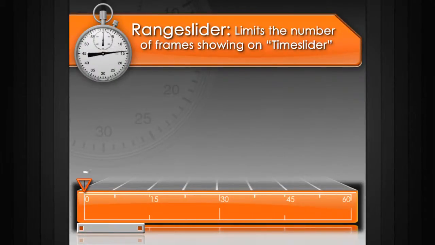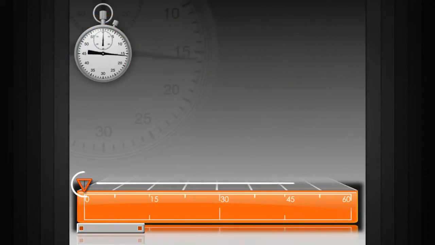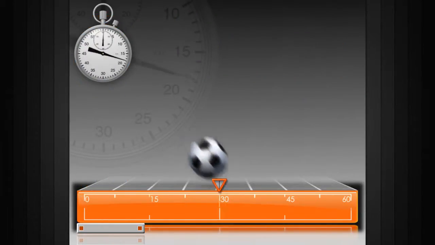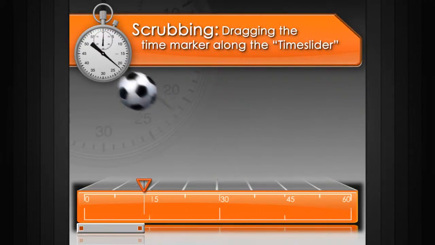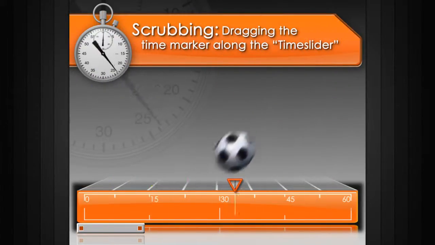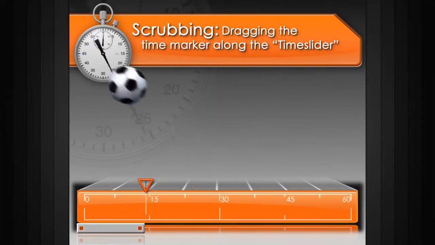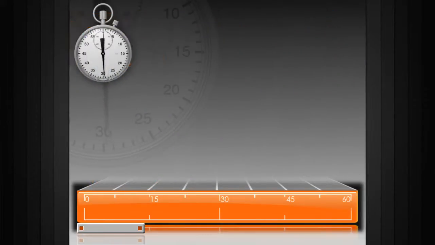Another way to watch our animation is by dragging the marker across the time slider. This is called scrubbing, and it's a good way to get a feel of how our animation is looking. The only thing is, it's difficult to see what the animation will look like because the time moves just as fast as the marker moves, not at the frame rate that we specified.